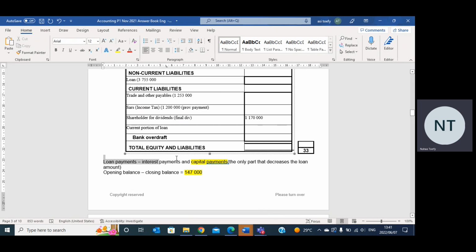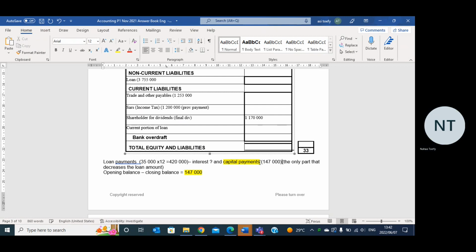So I am looking for the interest part, and I have my loan repayment, which is 35,000 times 12 months, and that is equal to 420. Everyone okay with that? My interest payment is what I'm looking for, and I have my capital payment. My capital payment is 147.